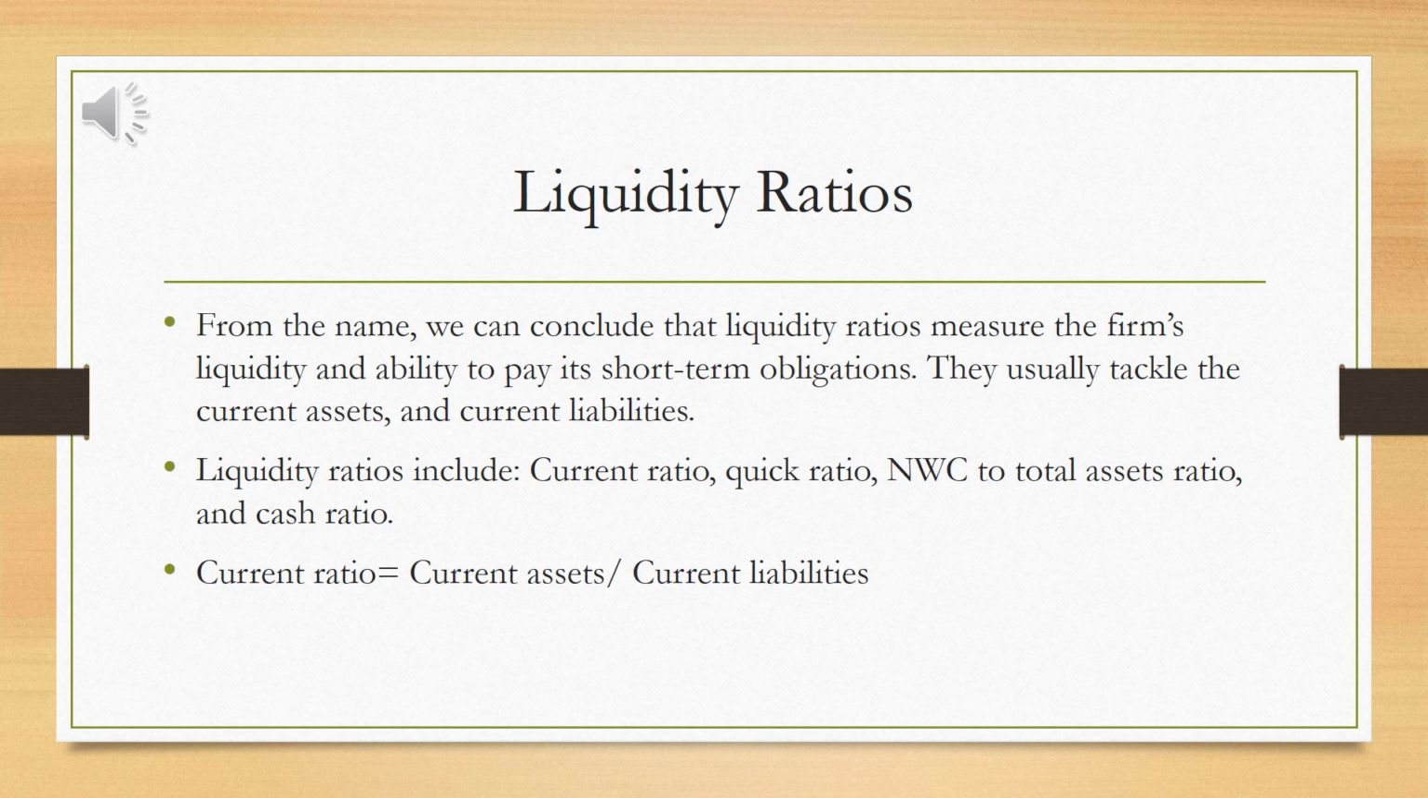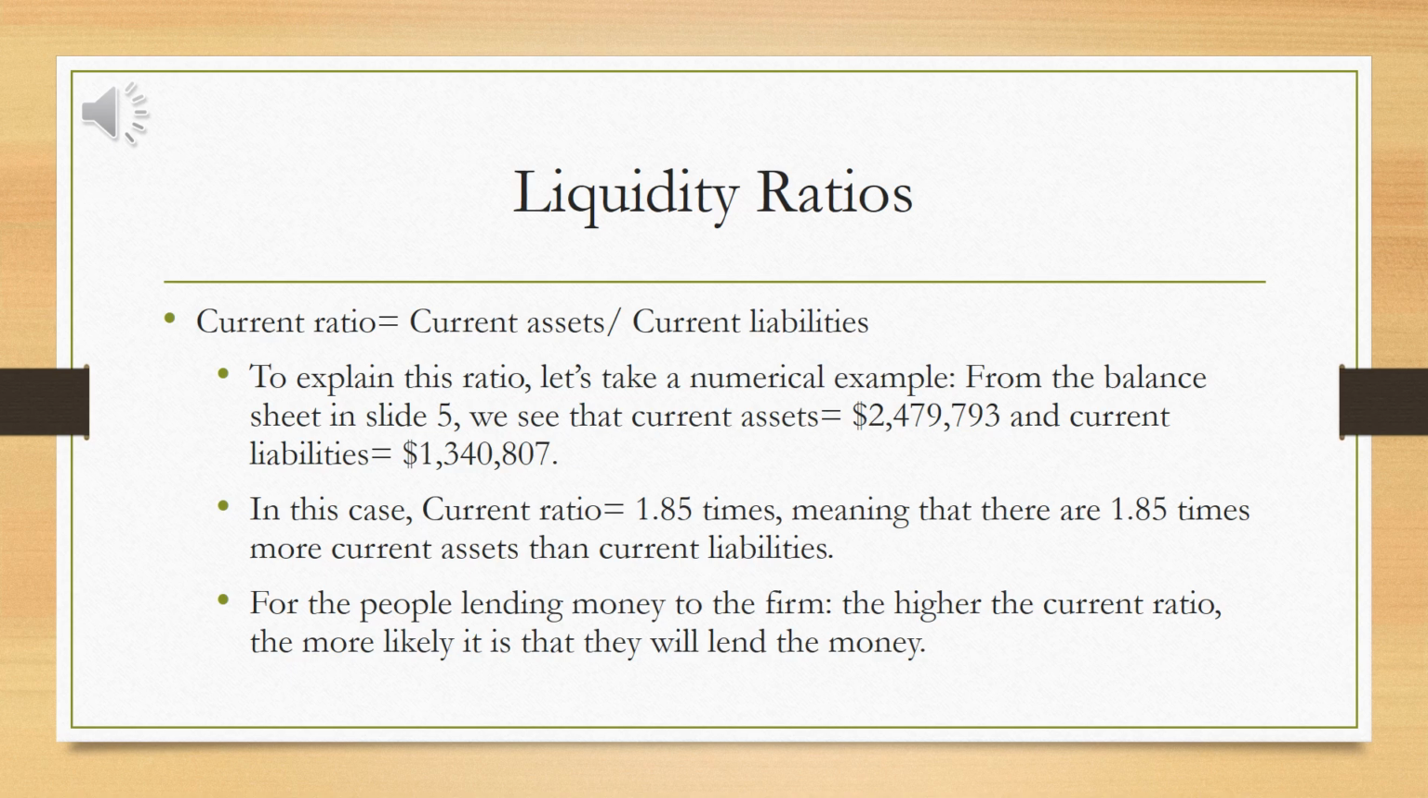Let's begin with the current ratio. Current ratio equals current assets over current liabilities. To explain this ratio, let's take a numerical example. From the balance sheet in slide 5, we see that current assets are 2,479,793 and current liabilities are 1,340,807. In this case, current ratio is 1.85 times, meaning that there are 1.85 times more current assets than current liabilities.